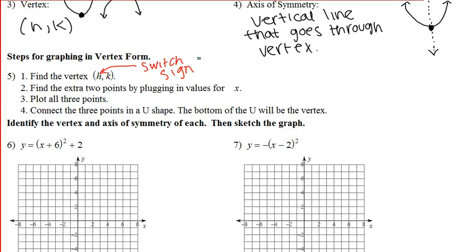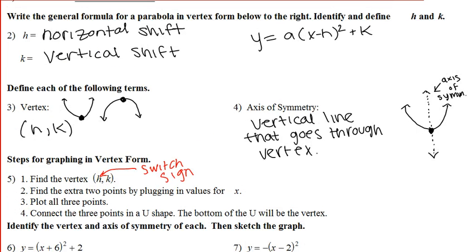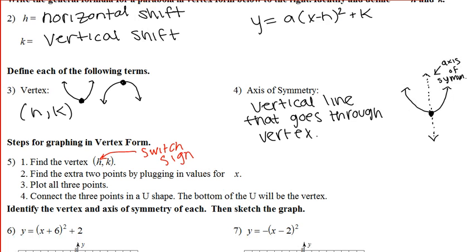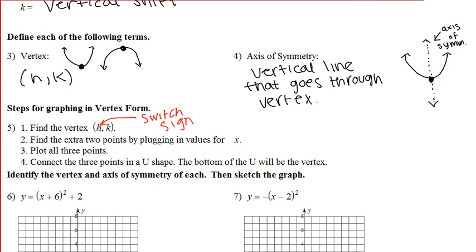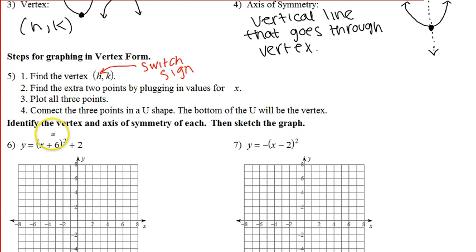So let's take a look at problem number 6. Problem number 6 is y equals x plus 6 in parentheses squared plus 2. Very first step, find the vertex h, k. If we go back up and look at the general formula, notice how h is inside the parentheses with x and k is the number adding or subtracting outside. So my h is going to come from somewhere in there, my k is going to come somewhere out here.